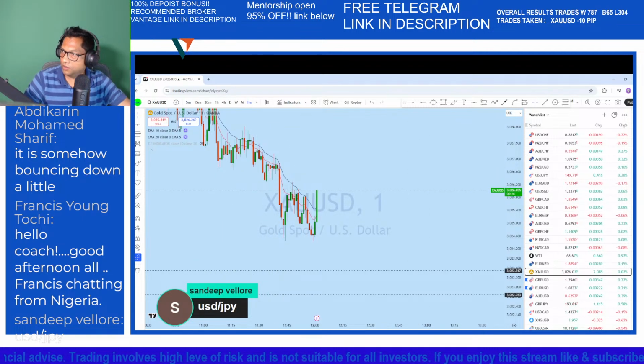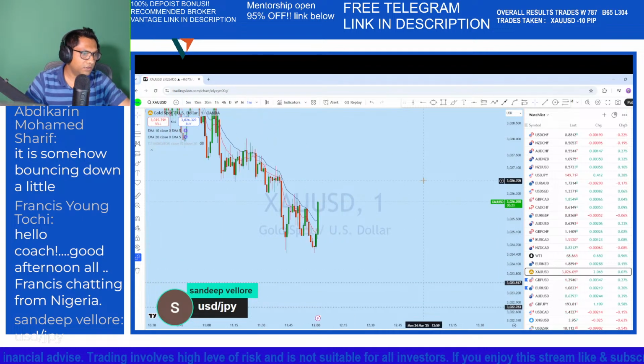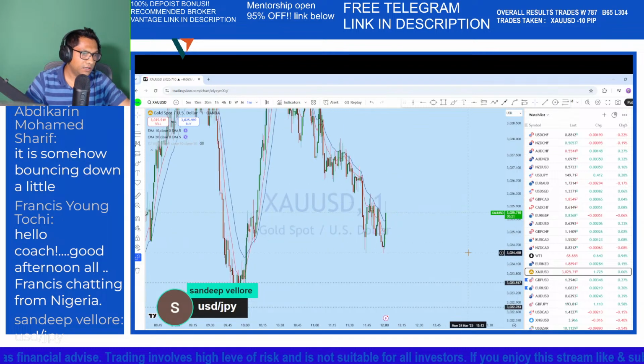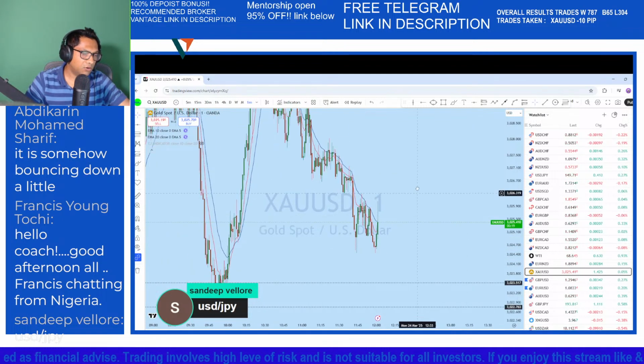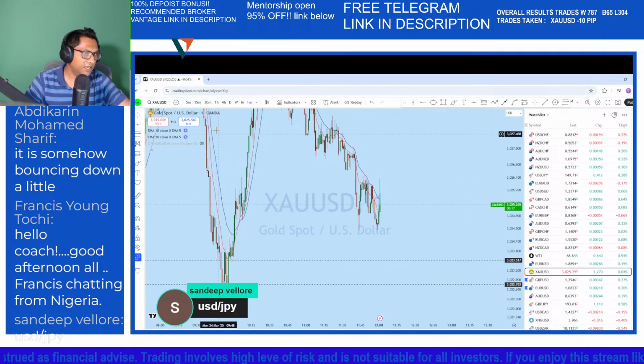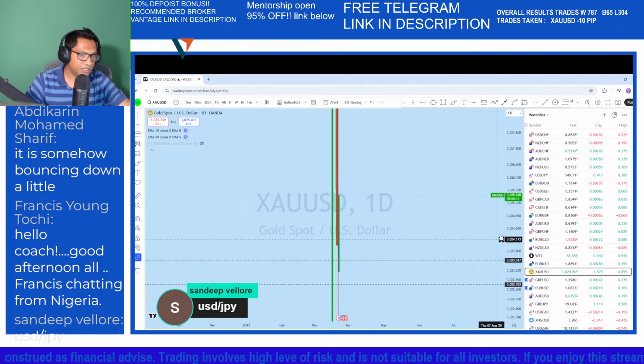Okay, so is this reversing? Let's look to see. I wouldn't still consider reversal. If you look at the daily here, you can see the market is on the daily support.